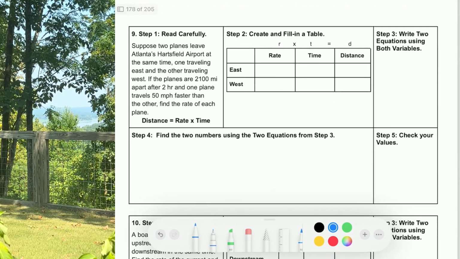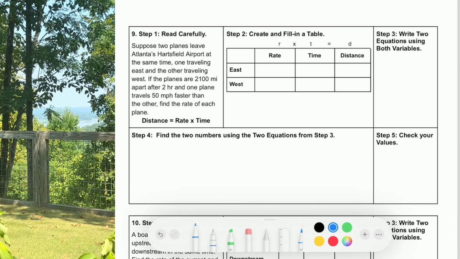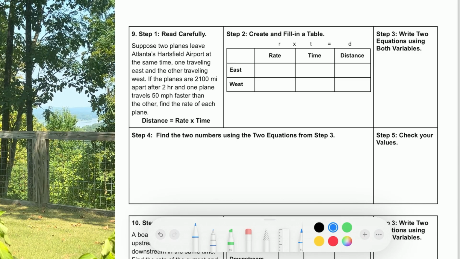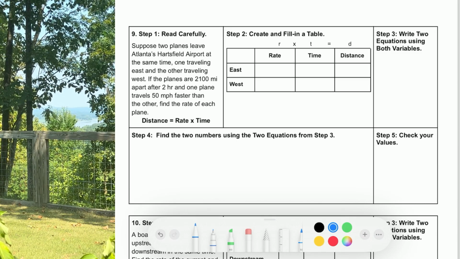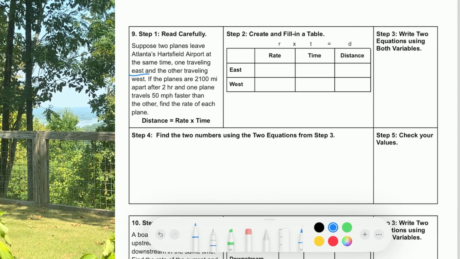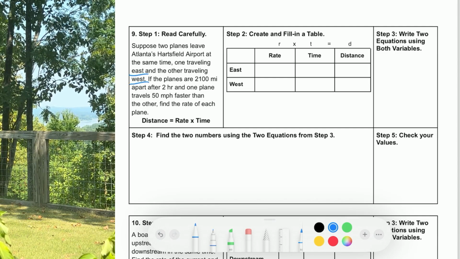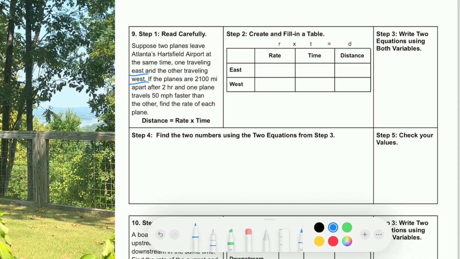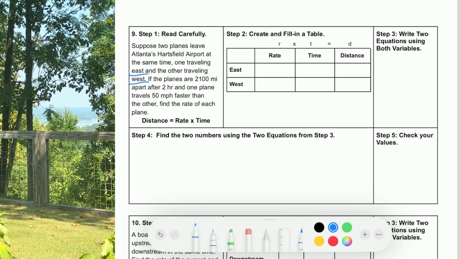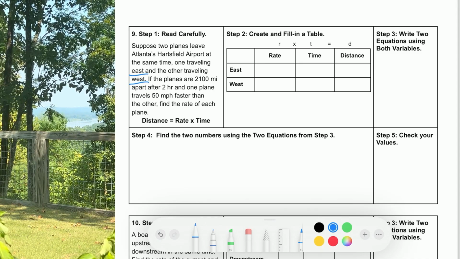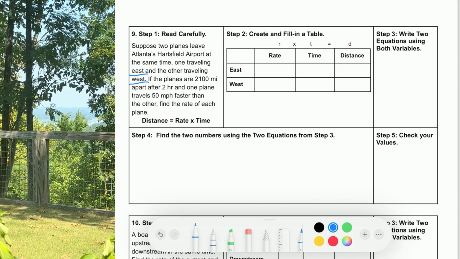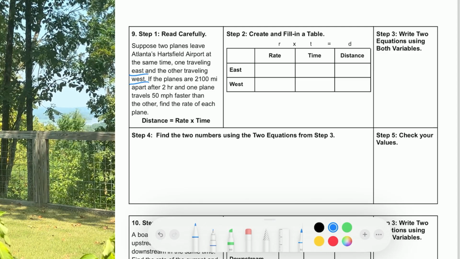Number 9. Suppose 2 planes leave Atlanta's Hartsfield Airport at the same time. One traveling east and one traveling west. If the planes are 2,100 miles apart after 2 hours and one plane travels 50 miles per hour faster than the other, find the rate of each plane.